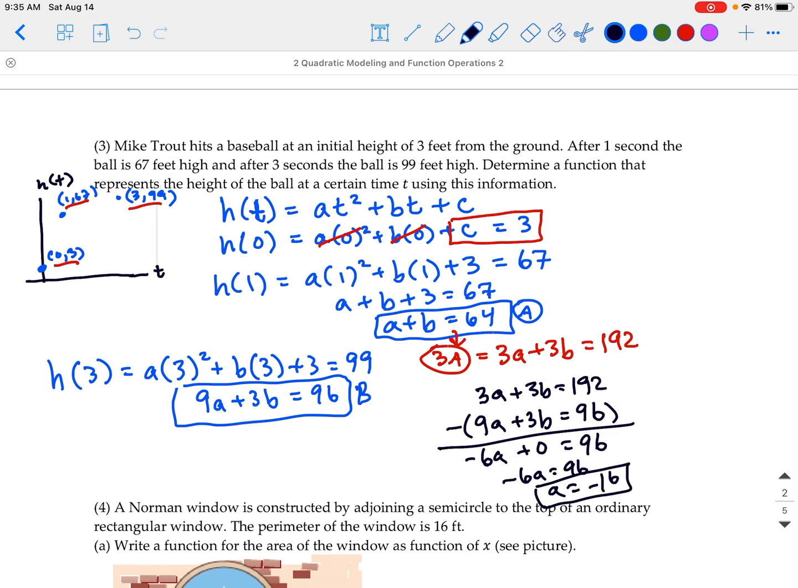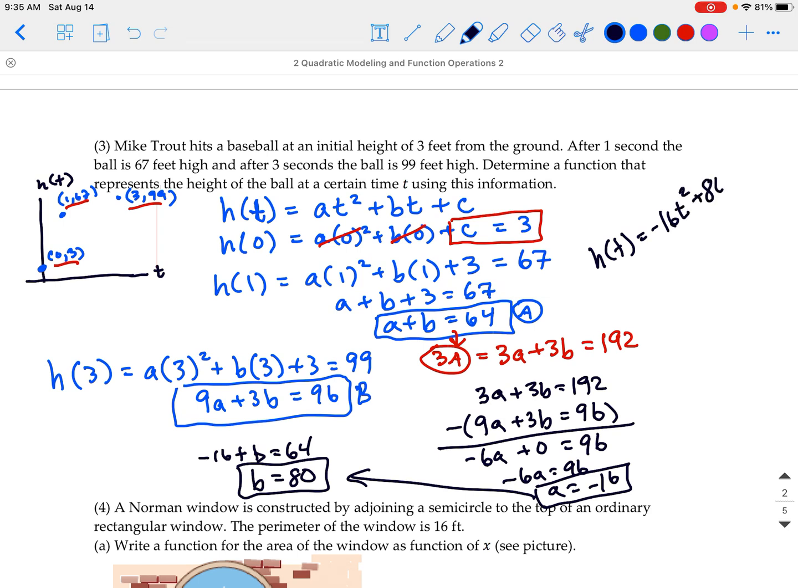So we can solve for A and then substitute that back in, maybe to our first equation. So we have A plus B was 64, so -16 plus B is equal to 64, which means B is equal to 80. So now we've got A, B, and C, so now we can write our model, which I'll put off to the side here. So h of t is equal to -16t squared plus 80t plus 3.